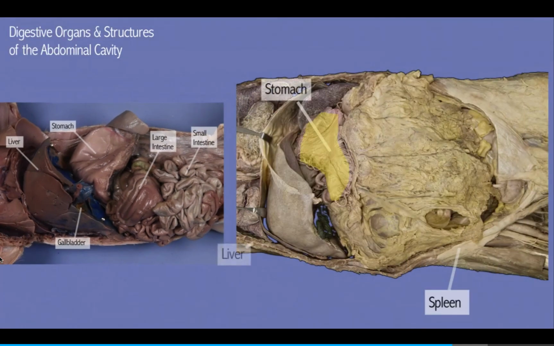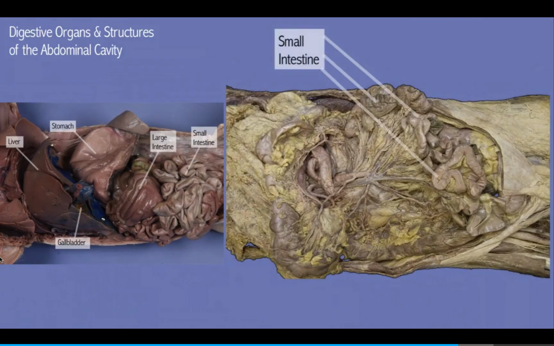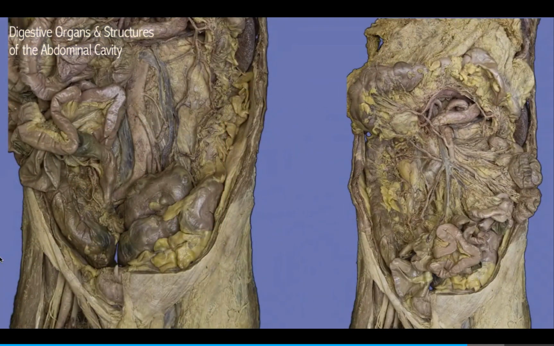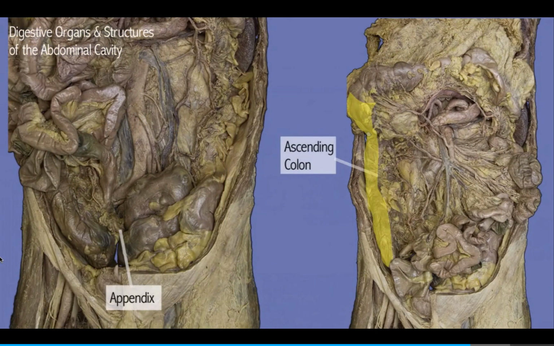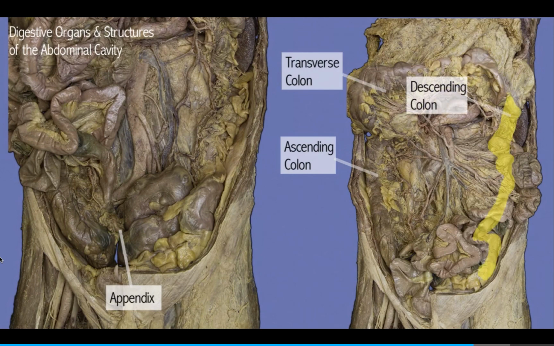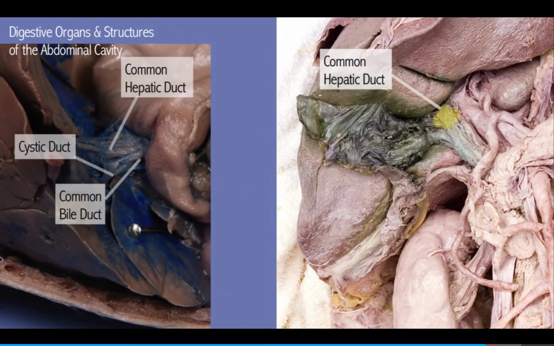The stomach, liver, gallbladder, small intestine, and pancreas are homologous in humans. The large intestine of the human includes an appendix and ascending, transverse, descending, and sigmoid regions of the colon. Again, the spleen is noted for reference. The common hepatic duct, cystic duct, and common bile duct are also homologous.